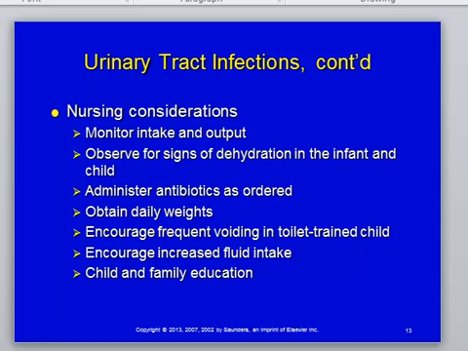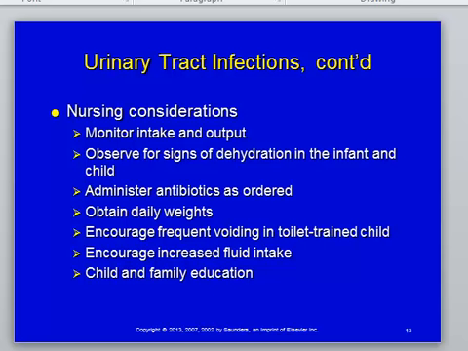So our nursing considerations: we want to monitor I&O, observe for signs of dehydration in the infant and the child, administer antibiotics as ordered, obtain daily weights, and encourage frequent voiding, especially in the toilet-trained child, because as children, they'd rather play than pee. Or poop, so we want to make sure that we remind them. I love how kids always dance around, and you can always tell, the hand goes right down to the genital area, and they have to go potty, but they just don't want to take the time to do it. It's really cute.